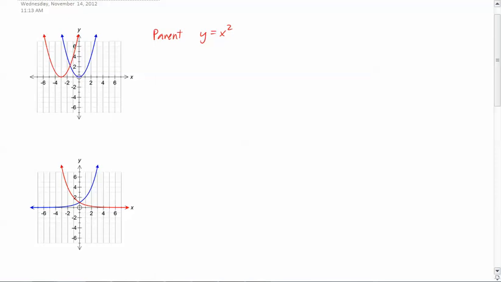What's happening to each of those points? Now, a good place to start is usually the vertex. The vertex was at 0, 0. What's happened to it? It looks like it's been moved 1, 2, 3 spaces to the left. So that's going to be my initial guess. 3 spaces to the left. All right? Now, let's check some other points and make sure that that's really what's happening.